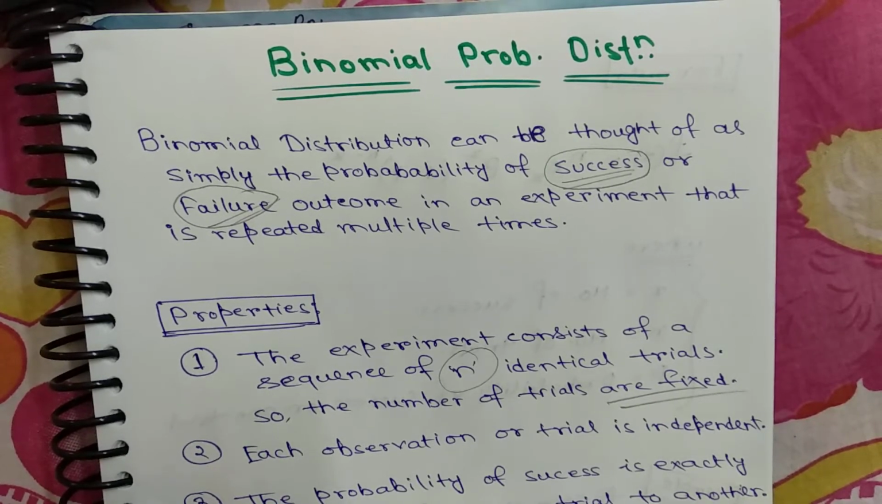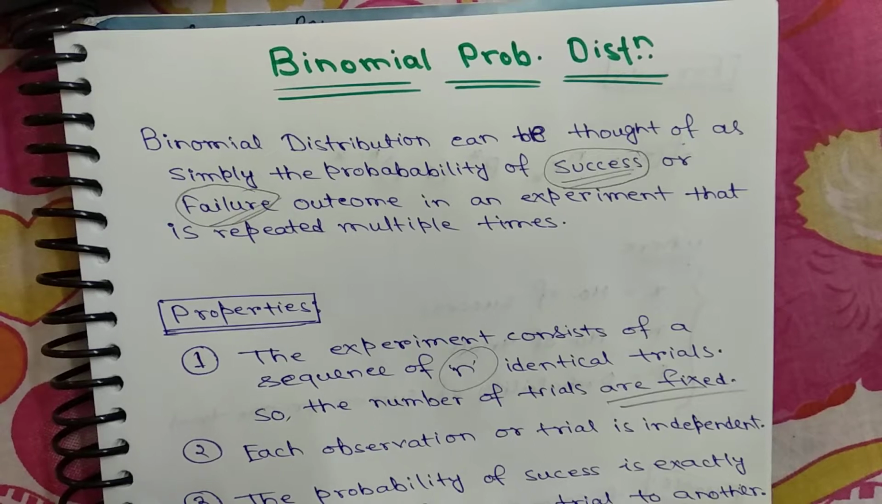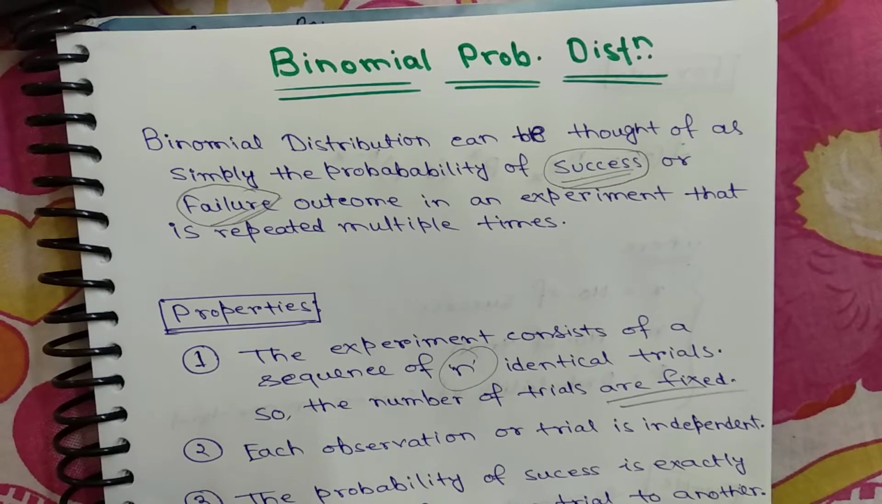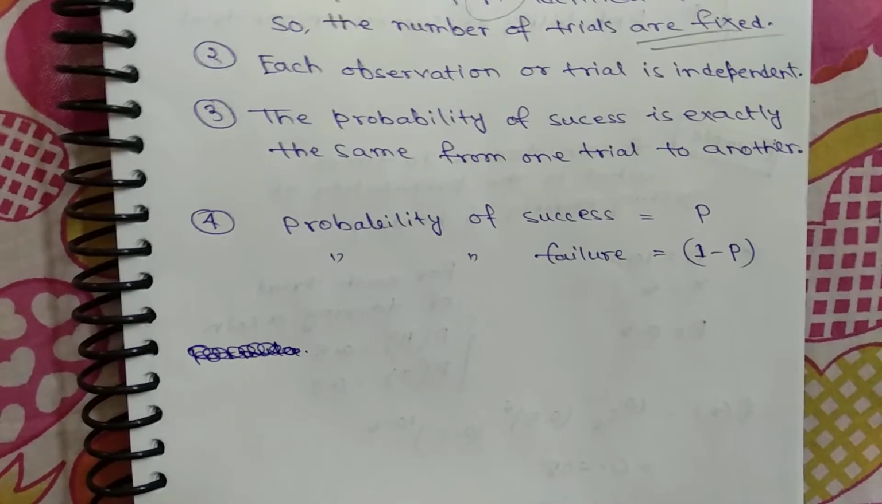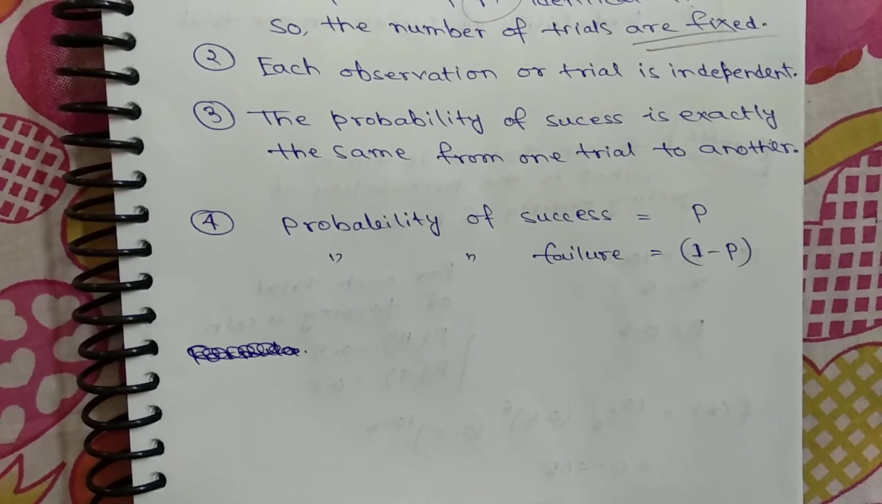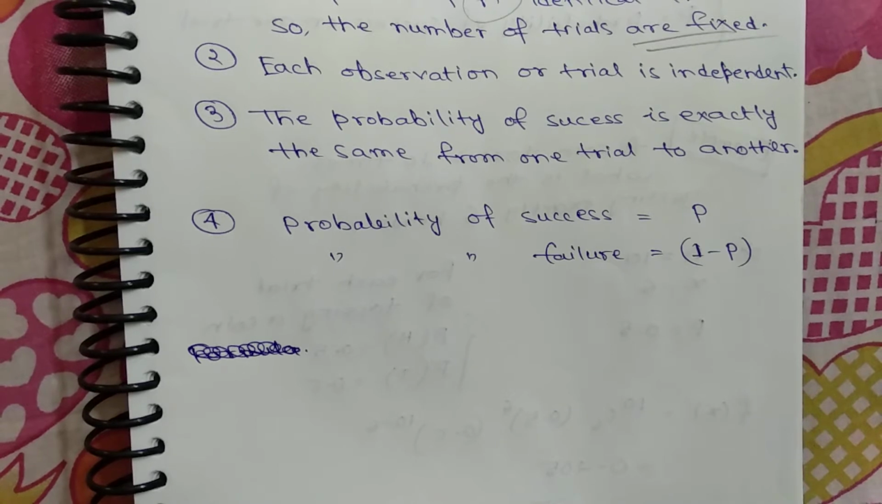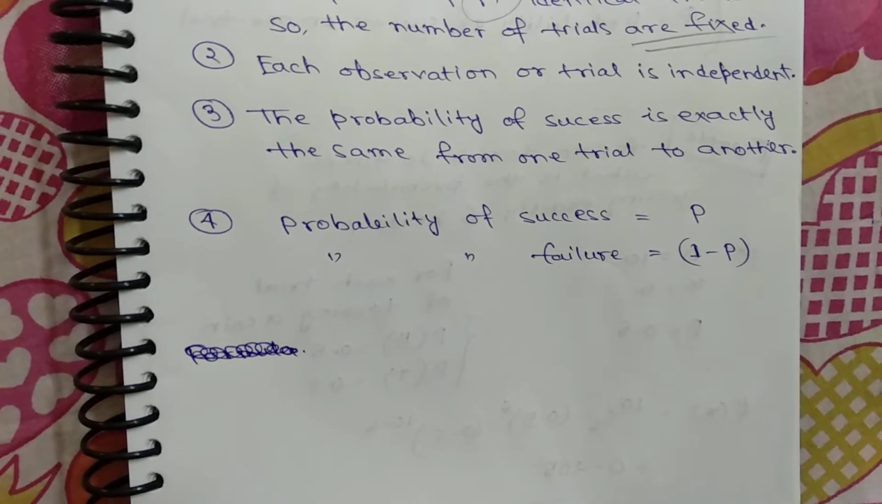So let's go to some properties of binomial probability distribution. First one is the experiment consists of a sequence of n identical trials. So the number of trials here is always fixed, that is n. As we have already discussed, each trial can result in just two possible outcomes. One of these outcomes can be success and another one can be failure.